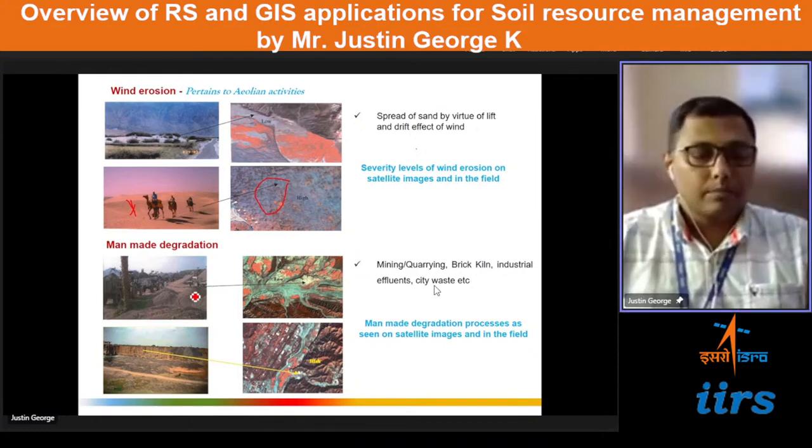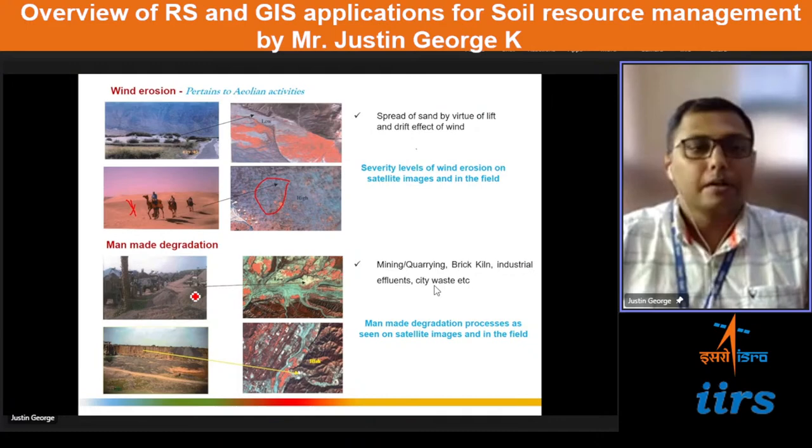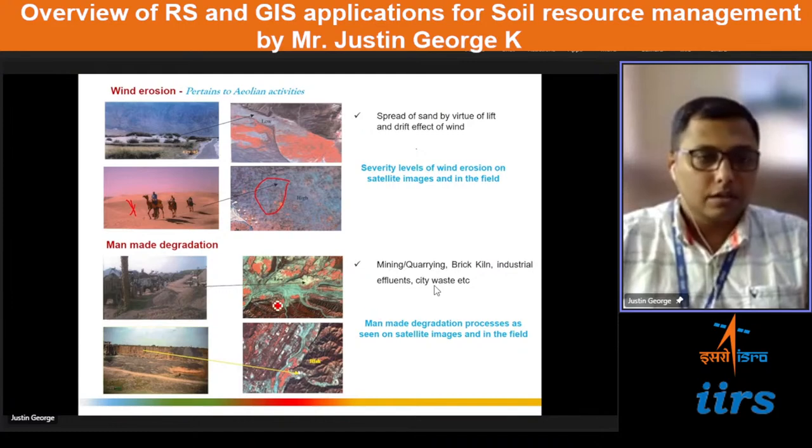And there is something which is very important, and nowadays increasingly observed, which is the man-made degradation, mainly because of various anthropogenic activities like mining, quarrying, development of brick kilns, as well as industrial effluents and city waste. So you can see the variations, but in order to understand this, you should have some idea about the local area, and what phenomenon is happening in that particular region.